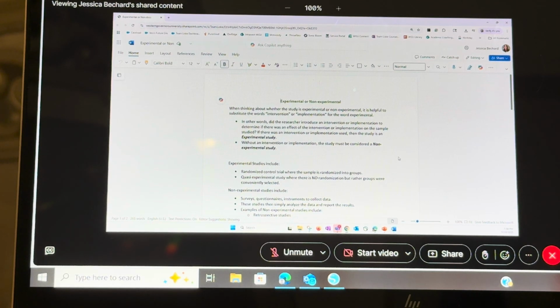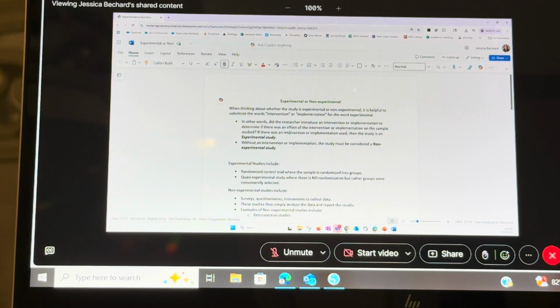When you're looking at the differences between experimental and non-experimental, you have to think of the word intervention, okay? So did the researcher introduce an intervention, or did they implement something to see if there was an effect of the intervention on the study sample? The easiest way to think about interventions, the example that I tend to give students, is medication trials, right? Our medication trials are usually randomized controlled trials where you have an intervention group, which is a medication group, and a control group, which is the placebo group, and they're looking at the differences between the effects of the medication, right? Okay.